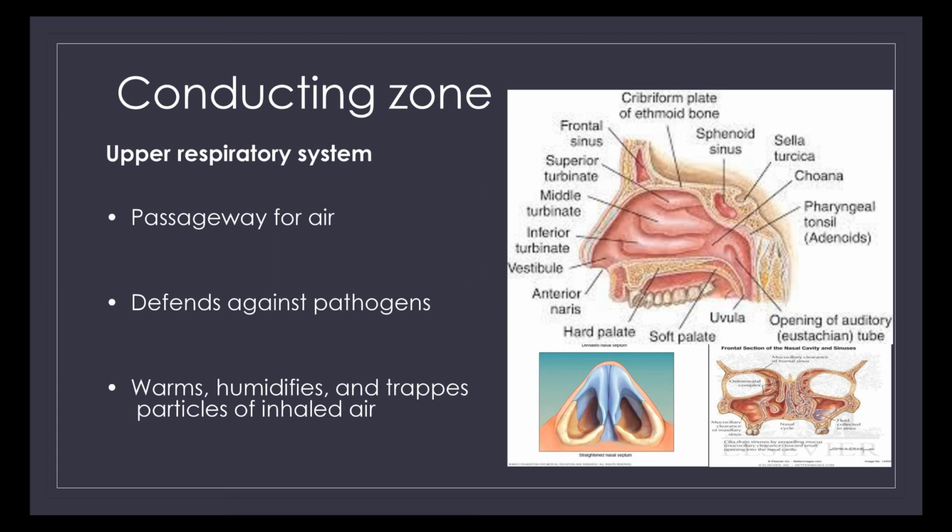This mucus blanket is continuously propelled backwards by millions of cilia that all beat to the same rhythm, so that the trapped particles are directed to the back of the nasal cavity. The side wall of the nose also contains structures which are rich in blood vessels and glands. They humidify, warm, and cool the inhaled air.